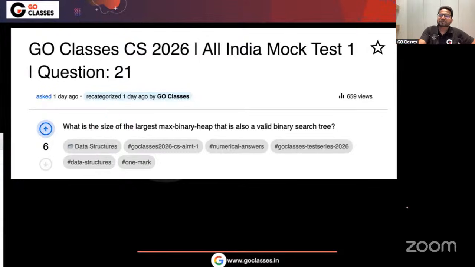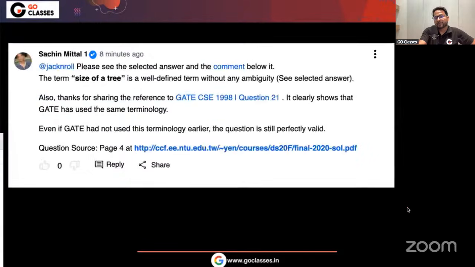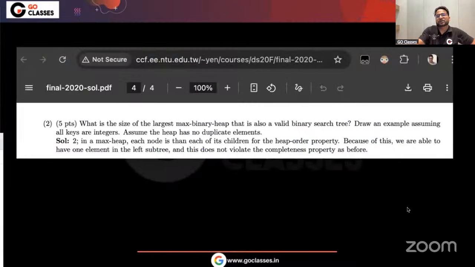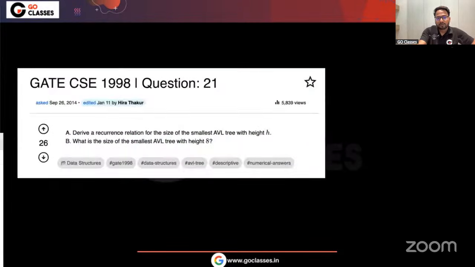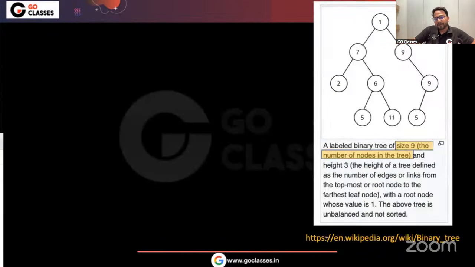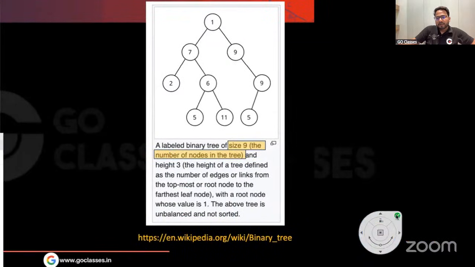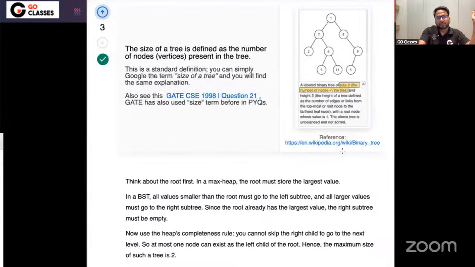Let me just tell you that size of a tree is a valid and fixed definition. If you see Wikipedia, I have taken this screenshot from Wikipedia. In this screenshot, you can clearly see size 9, and then in the bracket, they're writing the number of nodes in a tree. Basically, size of a tree is fixed. This is the well-defined definition where size of a tree is defined as number of nodes. There is no confusion here. It is just one definition I wanted to use.